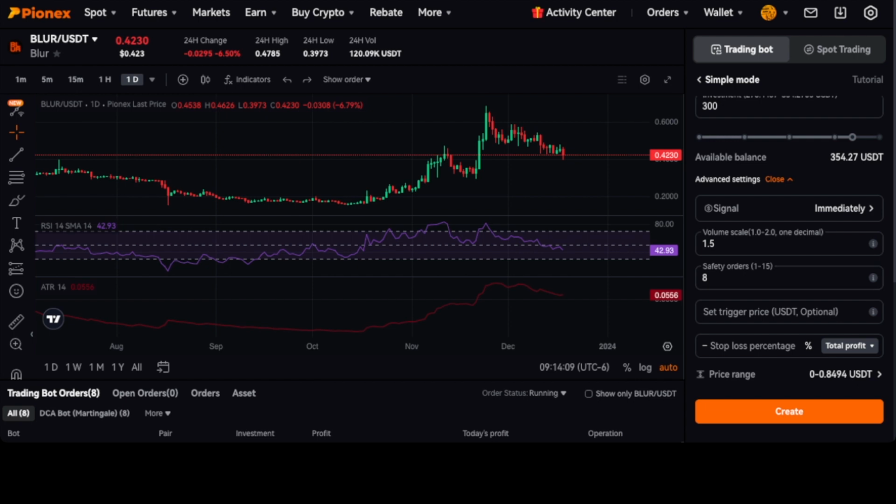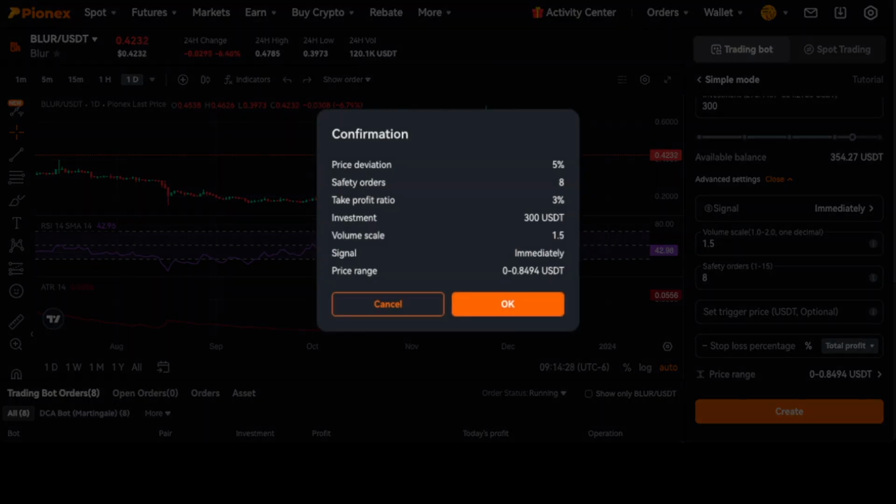Okay, so all right. Total profit. I don't want a stop loss. What I'm going to do is let this run for about 10 days. 10 to 14 days is what I'm going to let it run. I'm telling you now, probably 10 to 14 days, and we'll see what we can end up doing. Right now, I'm going to press create, double check everything: 5%, 8 orders, take profit 3%, 300, and press OK.